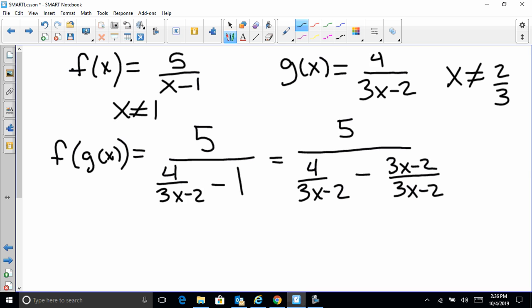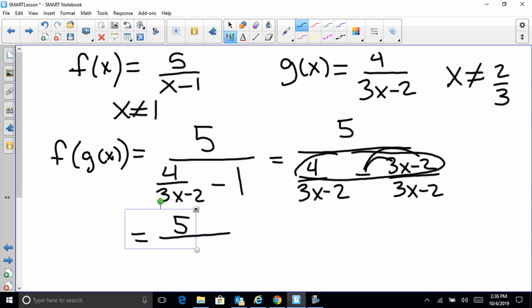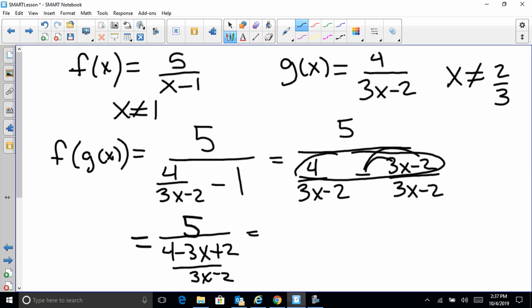So that's equal to 1. Same thing as 1. Now I can put all this together, but keep in mind if I distribute that negative, that's often when we make a mistake. So I'm going to put all that together. So then I have 5 over 4 minus 3x plus 2, because I'm distributing that negative, over 3x minus 2. And I clean that up a little bit more. 5 over 6 minus 3x over 3x minus 2. Now, can't have that compound fraction, so I need to get rid of that denominator.